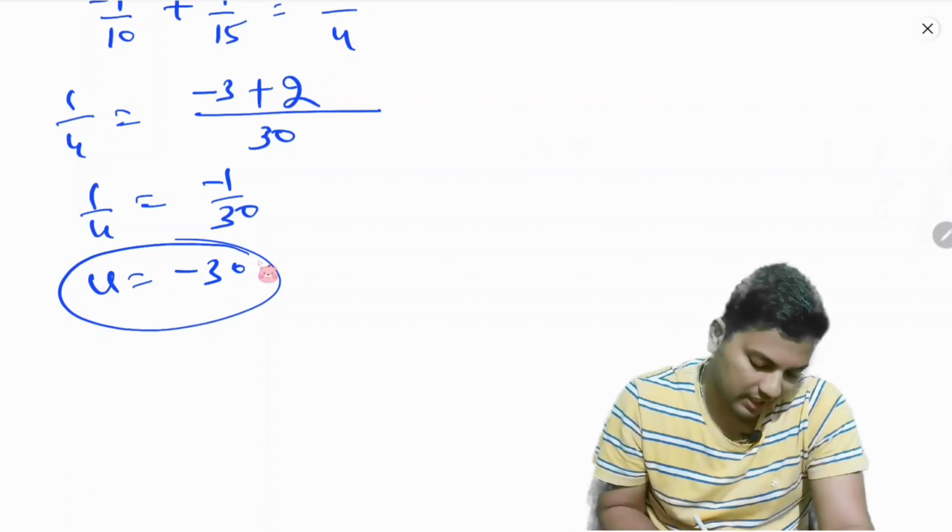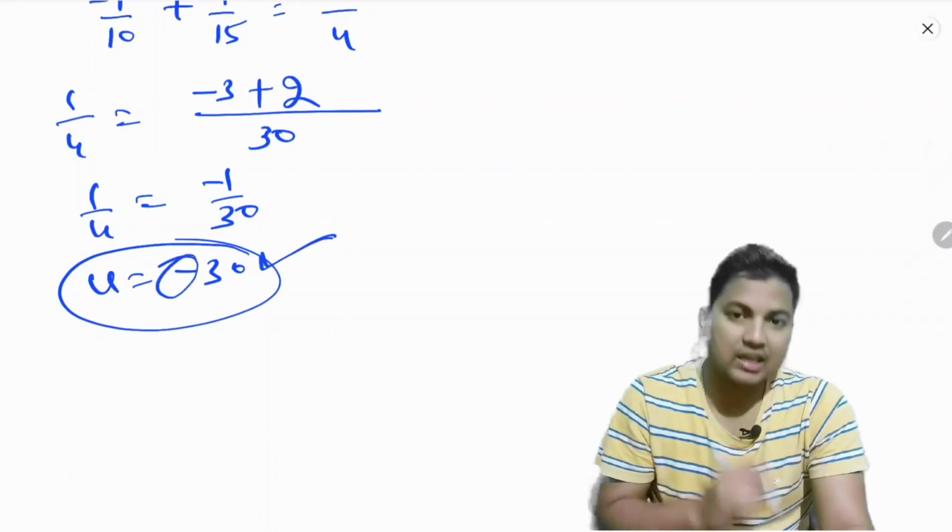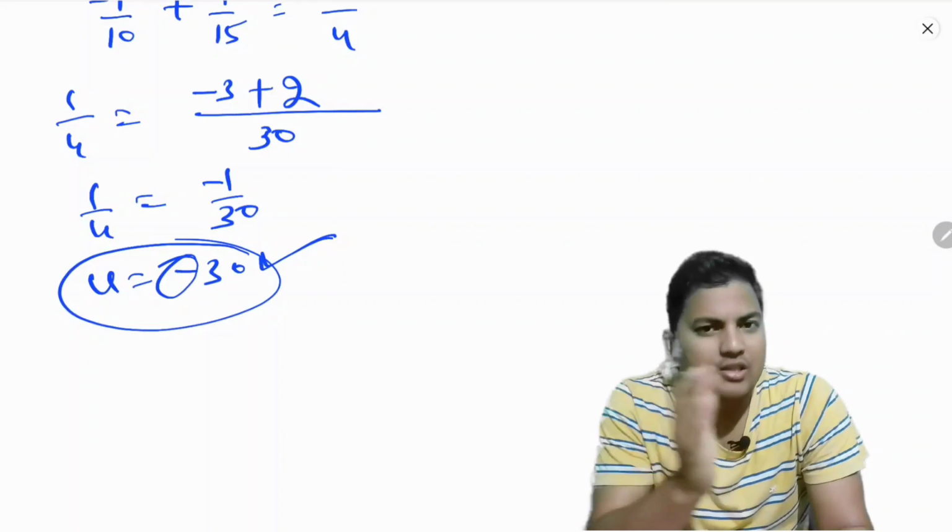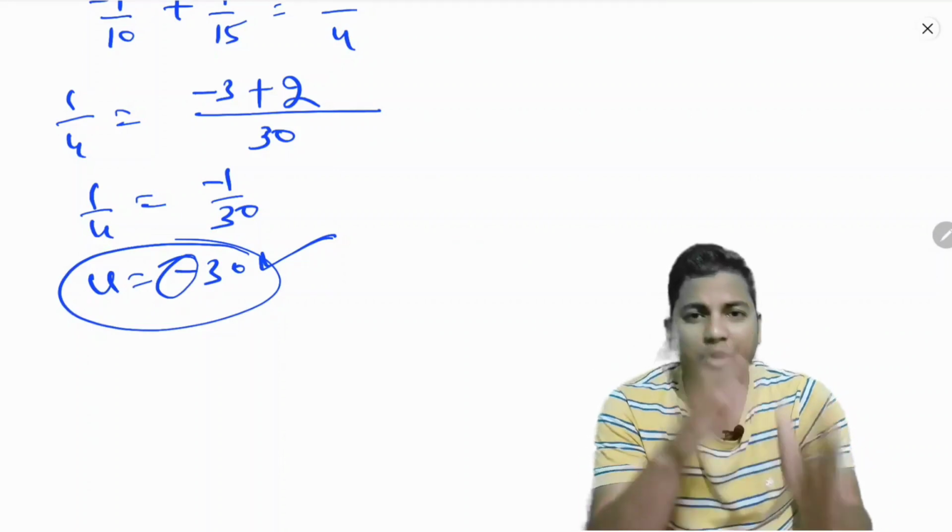We got minus 30 as our answer, and minus indicates that our object is placed towards the left of the lens. Clear?